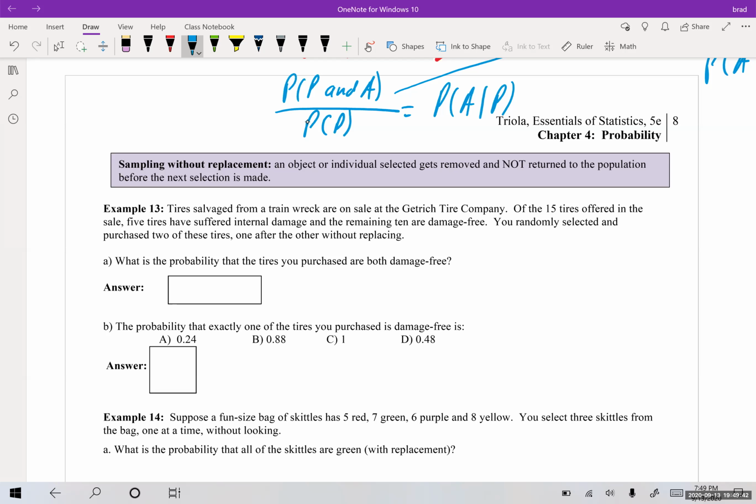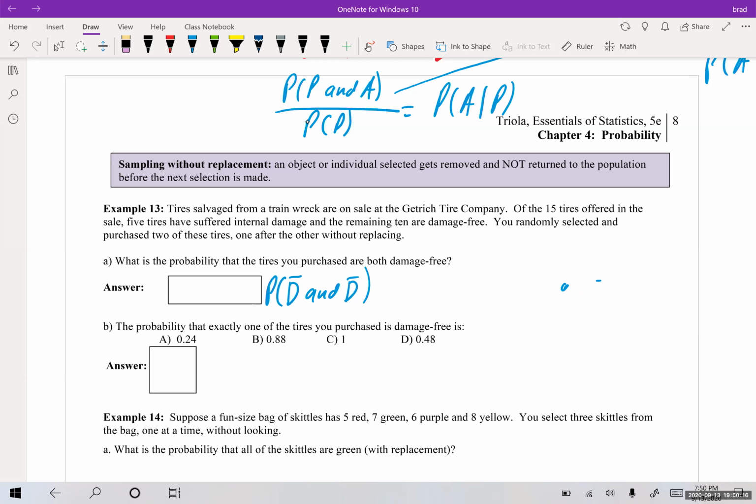I'm going to use some abbreviations here. What is the probability that the tires you purchased are both damage-free? I'm going to use D equals damaged, and D complement equals damage-free. Right? Because either they're damaged or they're not damaged. So the complement of damage would be damage-free. It says, what is the probability that both tires you get are damage-free? So probability of damage-free and damage-free, right?